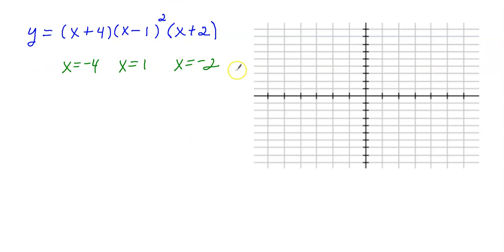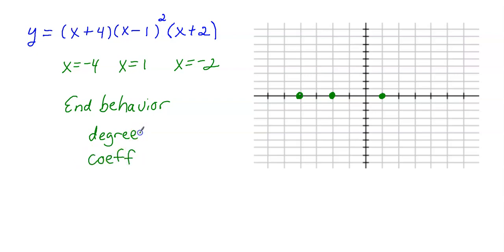Once we've found the x-intercepts, let's go ahead and plot them. So minus 4, x-intercept is here. 1, 2, 3, 4. This x-intercept is 1, so I'll go to the right one. And this x-intercept is minus 2, so I'll go to the left 2. Now I have my x-intercepts, and now I need to figure out my end behaviors. So let's do that. So end behavior. And you should remember that we need to find the degree and the sign of the leading coefficient. Now I'm going to show you how to find the degree. It's tricky, but there's a trick.